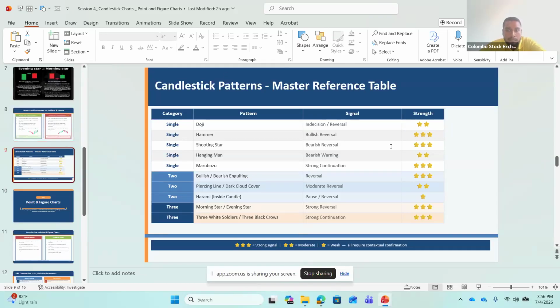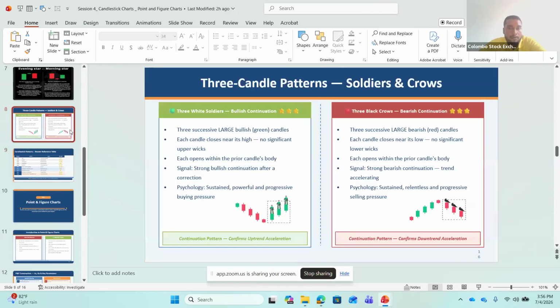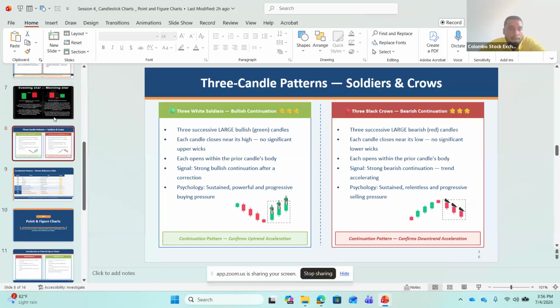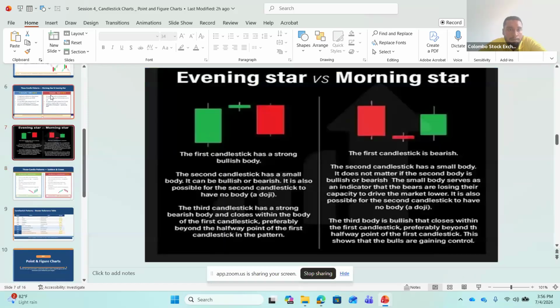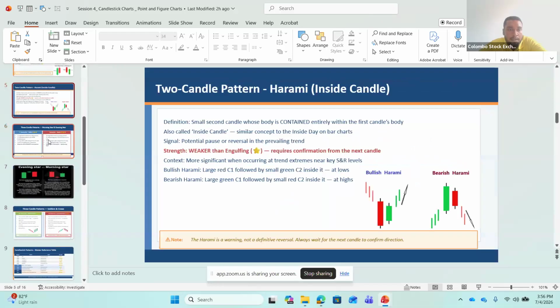You can also refer to this chart. So this is like a summary of the charting, the candlestick patterns and the strength, right? And also try to spot them on the charts by your own. For every candlestick pattern, I have rules here like this. So you can try to spot them on the charts by your own and try to see.